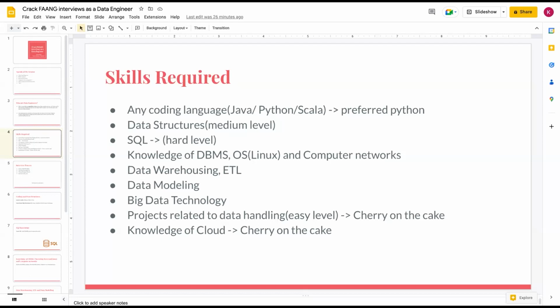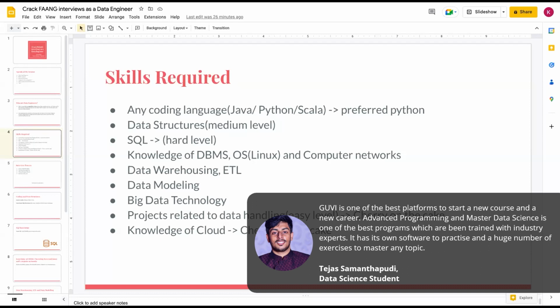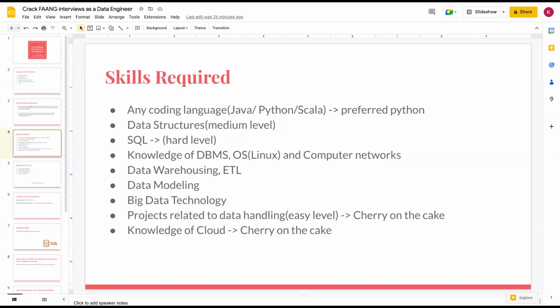Next, if you are a college fresher or a college grad, or have less than 1 year of experience, then you should have projects related to data handling. It is actually a cherry on the cake, an add-on bonus for you, showing that you have worked on data-related work and have some knowledge of it. So this is actually good. Then the last thing is knowledge of cloud. Knowledge of cloud is again a cherry on the cake, because every company is currently on cloud, right?